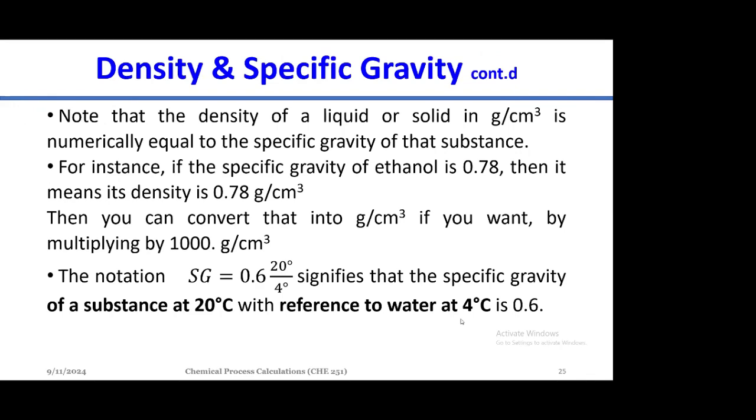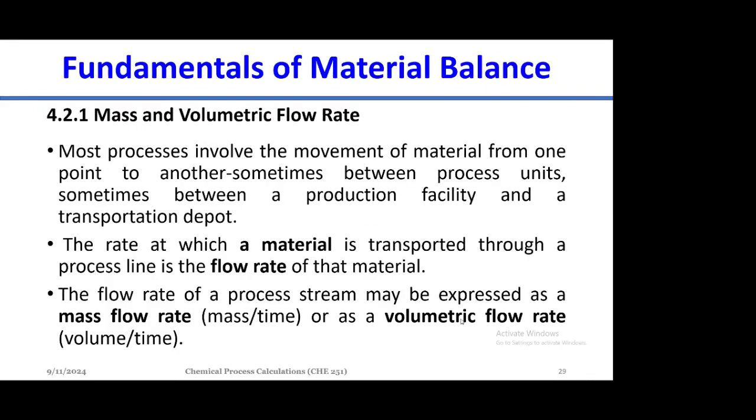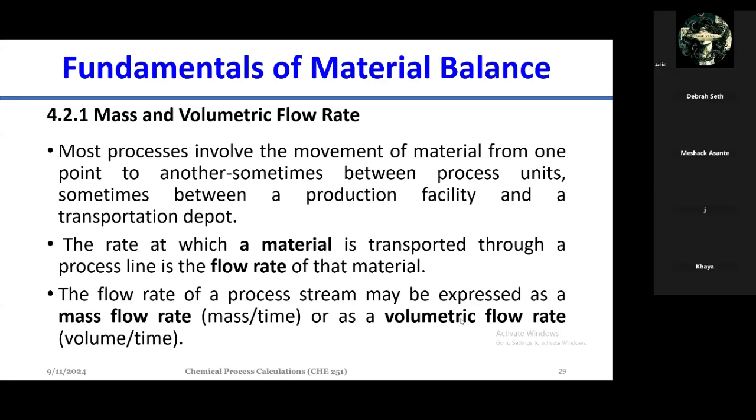Most processes involve the movement of materials from one point to another. So the whole idea of the material balance is to account for what's actually going in and what's actually coming out. Right? The rate at which a material is transported to a process line is the flow rate of that material. So when we say a flow rate, we're just looking at what rate the material is being transported. And when you say rate, we are talking about time. So anytime you hear flow rate, just know it's something being transported per unit time.